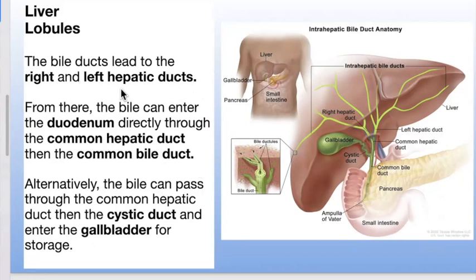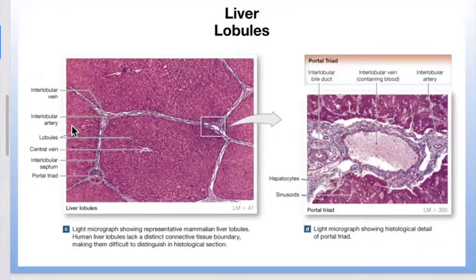So, the right and the left hepatic bile ducts are draining the little bile ducts that are at the corners of the liver lobules in the portal triads. And then the bile is collecting into the common hepatic bile duct. Once the cystic duct has come off of the common hepatic duct, the name of the duct past the cystic duct changes and becomes the common bile duct.